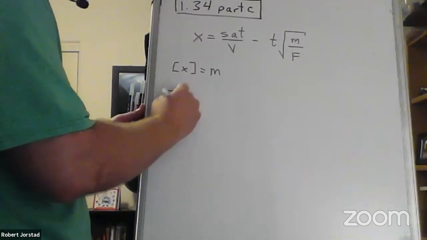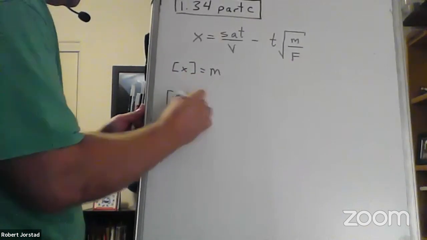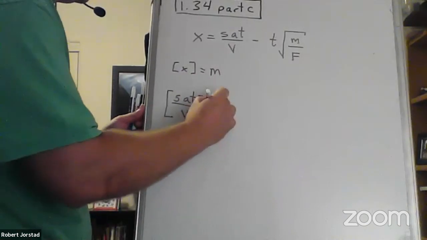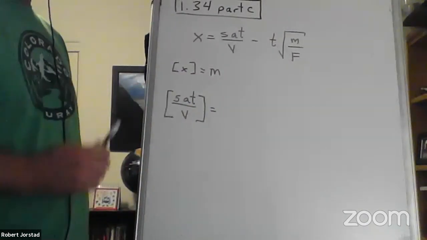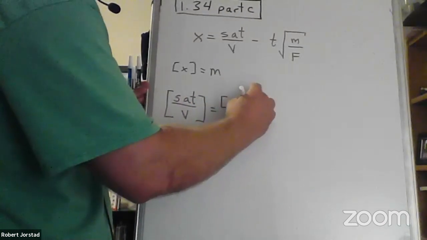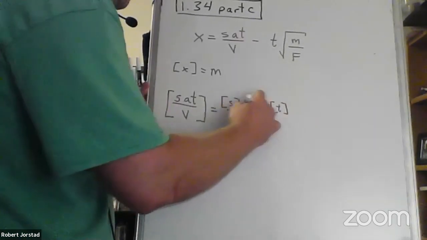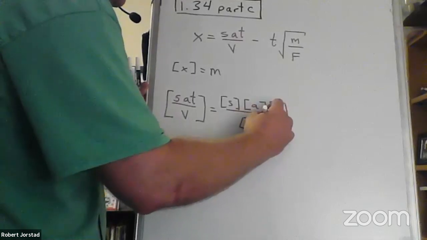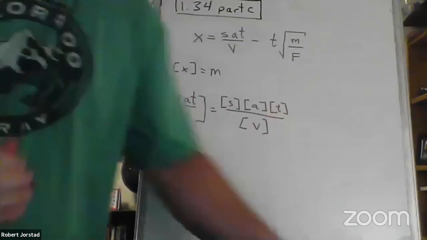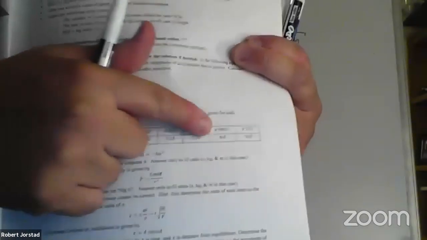Let's look at the units of SAT over V. That's kind of weird looking. In this case, that's going to be the units of S times the units of A times the units of T divided by the units of V. And I think we know all that stuff up there. Again, just looking at this table, this is where I'm going to get the values. So I'm going to look through this table and look for what the dimensions are for each of these, or the units. Okay.